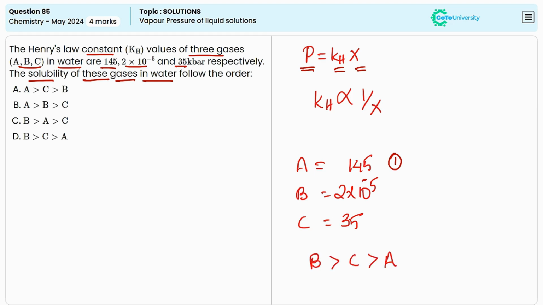Now we can write the order. That is, the solubility of B will be greater than that of C, which is greater than that of A. That is, A is less soluble and B is highly soluble in water. So the correct answer is option D.